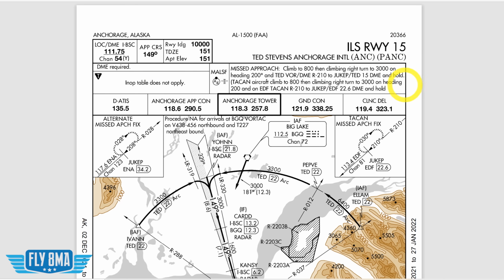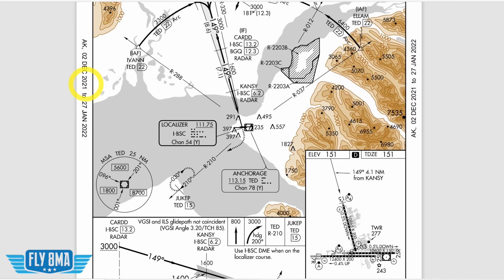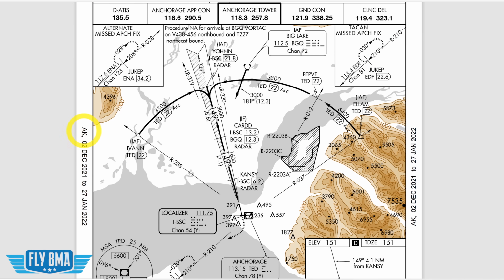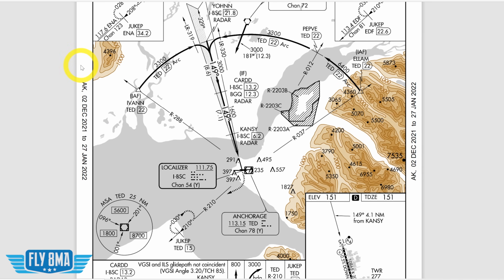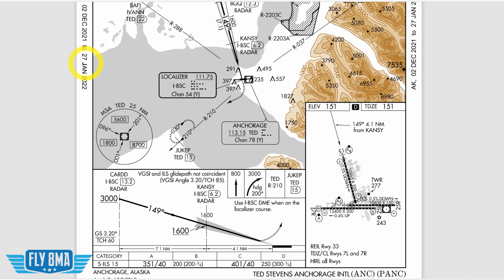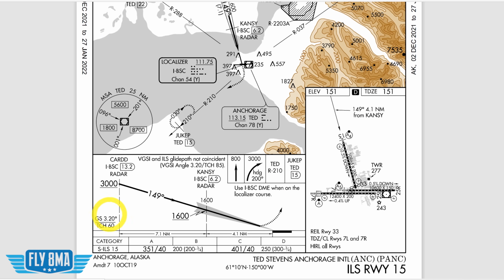Now, this area here departs from the margin, and this is going to be called our briefing strip. So we'll go ahead and finish up with the margin here first. This is telling us this is in the Alaska booklet for the instrument approach procedures, and this is the valid dates from the 2nd of December 21 to the 27th of January 2022.